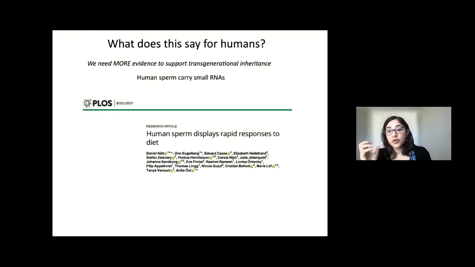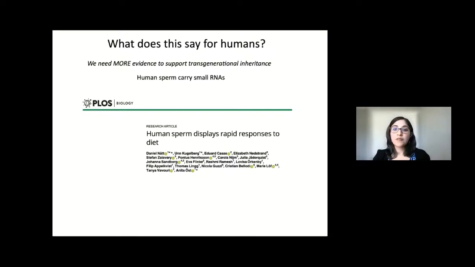They conducted a 2-week study. In the first week, all the participants, healthy males in their early 20s, were given a normal healthy diet. And then for 1 week, they were given a high sugar diet. And they saw that in their sperm, these small RNAs changed very quickly, after just 1 week of exposure. So whether or not this is passing something down to the next generation, these small RNAs are responsive to the environment in human sperm as well. And it looks like a very quick response as well.